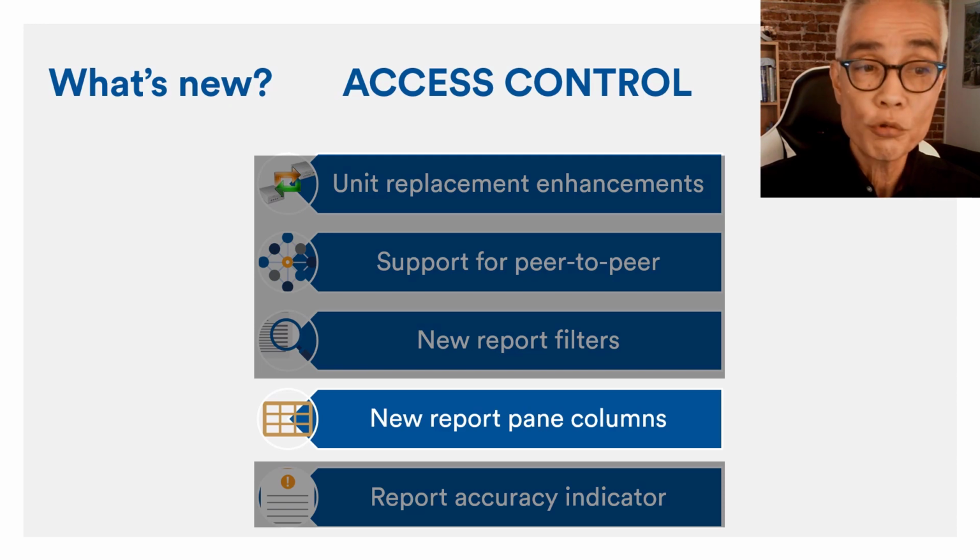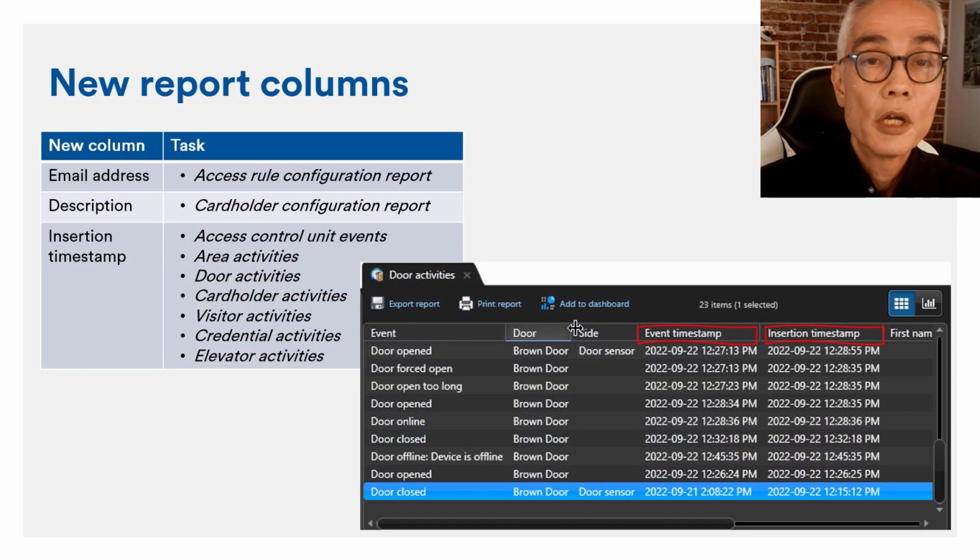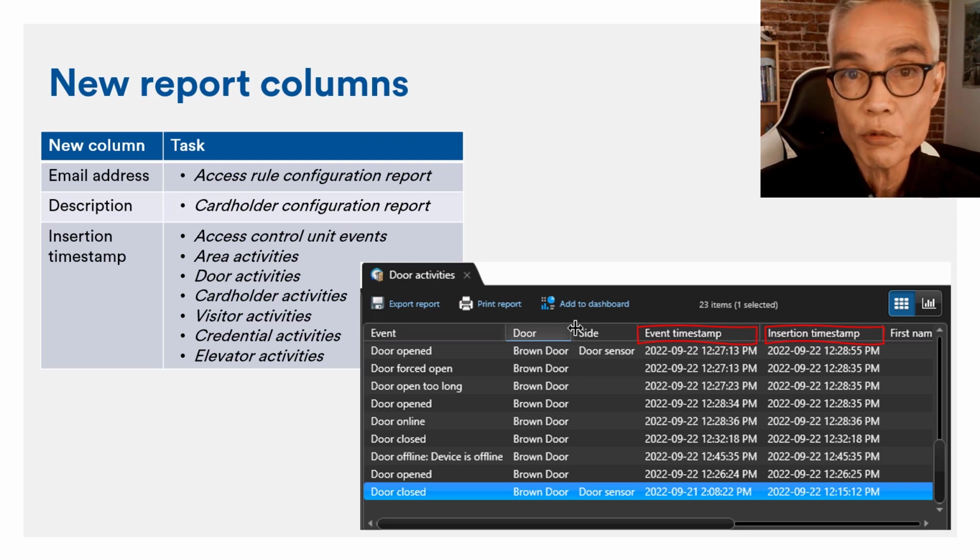Next new feature, new report columns in some of the access control reports. 3 new report columns have been added to some of the reports. Email address has been added to the access rule configuration report. Description has been added to the cardholder configuration report. And insertion timestamp has been added to access control unit events, area activities, door activities, and a number of other reports. Insertion timestamp refers to the time when the event was written to the server's database. This could differ from the event timestamp if the unit was offline at the time of the event.